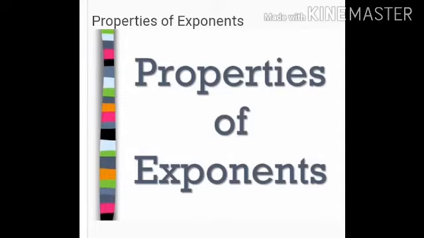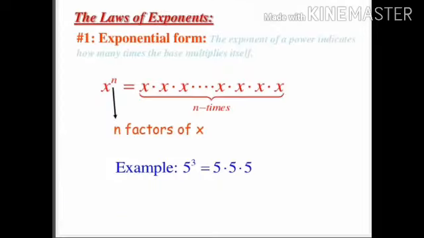Topic, properties of exponents. The first property, exponential form. If a number is multiplied by itself n times, then it can be written as x into x into x and so on, into x, and it is written as x power n, which is called the exponential form. Here n means the number of factors of x, x is called the base and n is called the exponent, index or power. x power n can be read as the nth power of x.